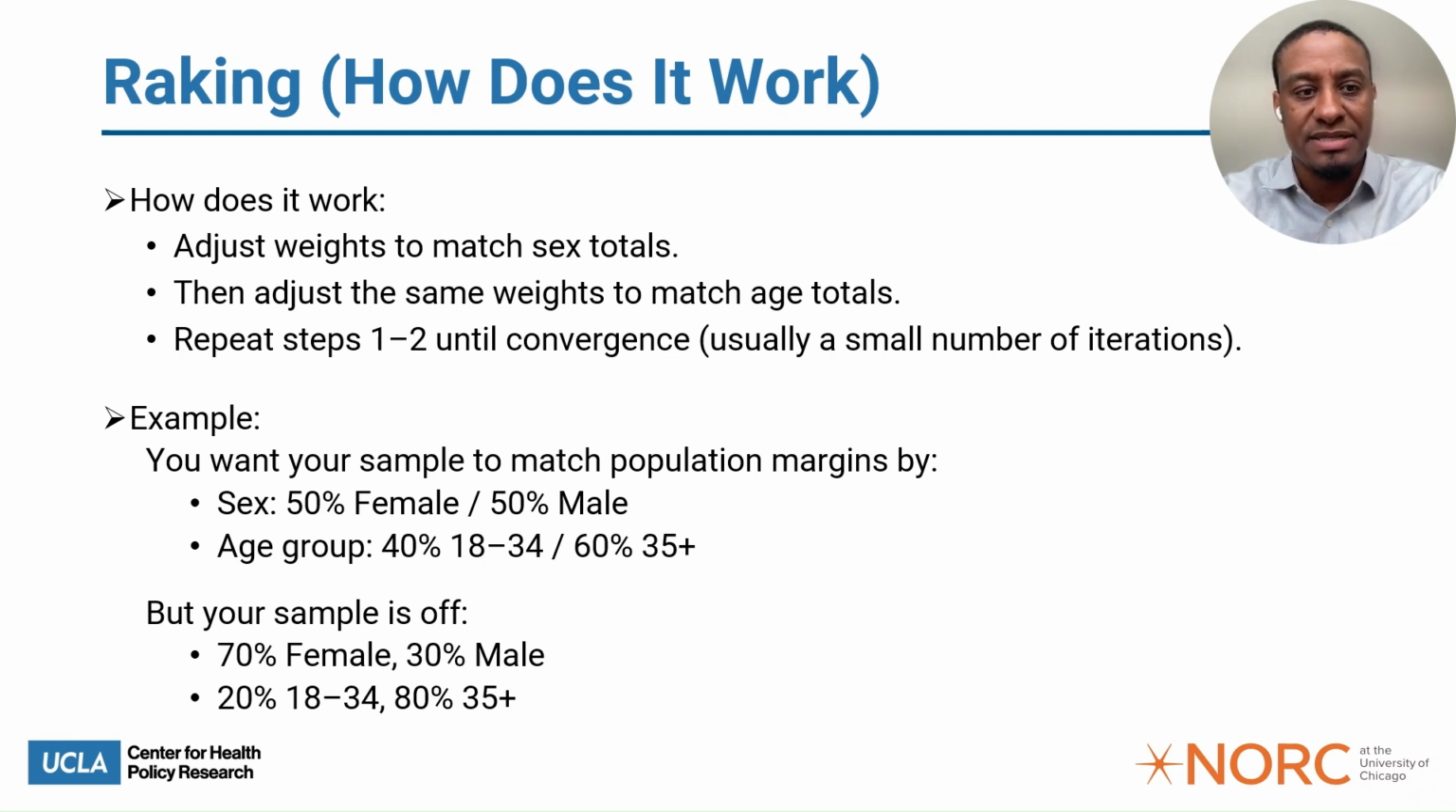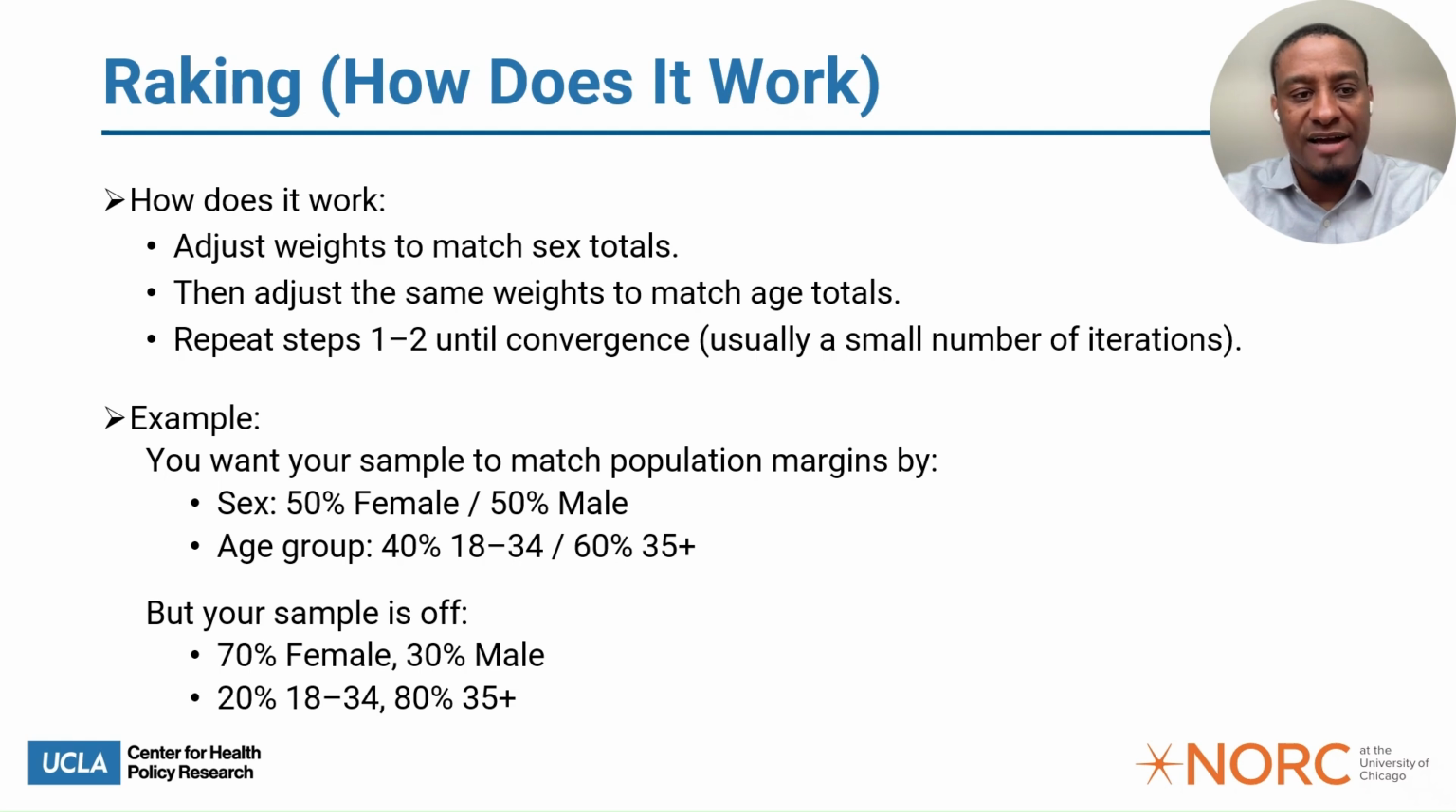And then we can keep cycling, adjusting for sex, then for age, then for sex, then for age, until the weights converge and stop changing by a small amount that we determine. So this usually converges after a small number of iterations, maybe a handful.